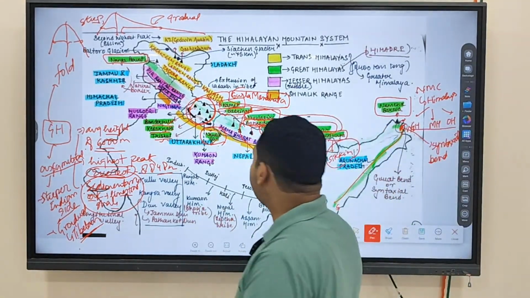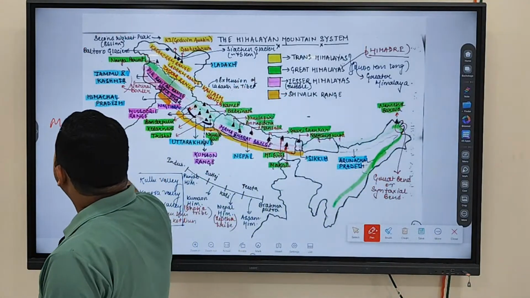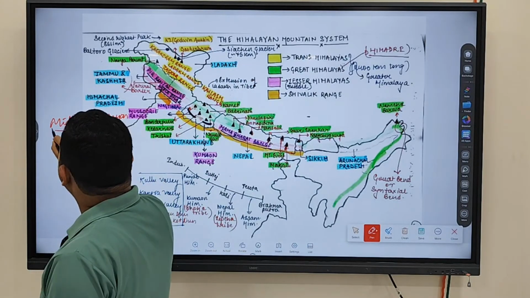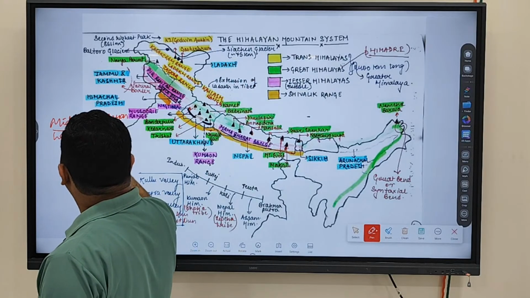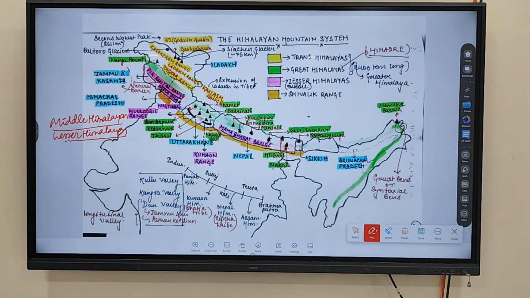Clear? The second type of range that you are finding is the Middle Himalayas, also referred to, as we discussed, as Lesser Himalayas. Fine. So Middle Himalayas are nothing but Lesser Himalayas. Now these are lesser in height. That's why they are called Lesser Himalayas. They are less in height as compared to Greater Himalayas.